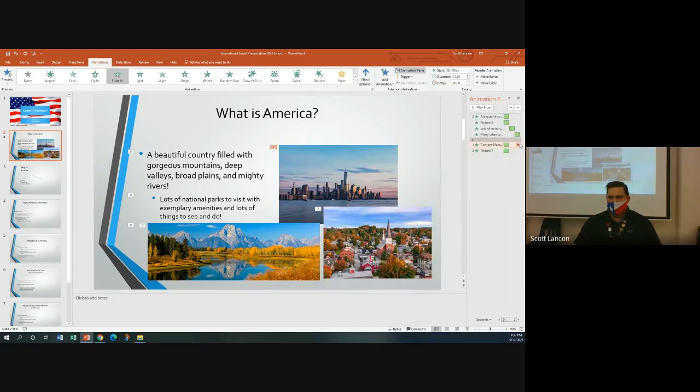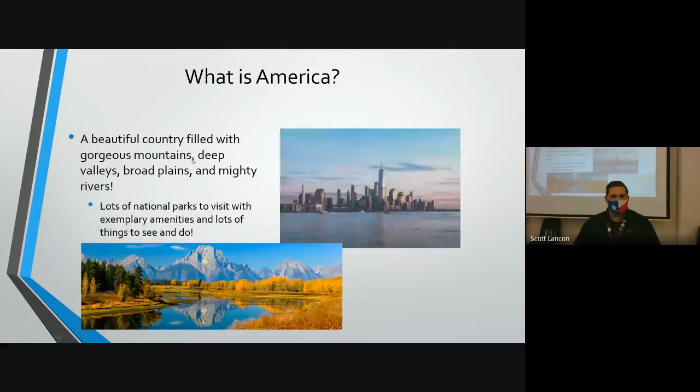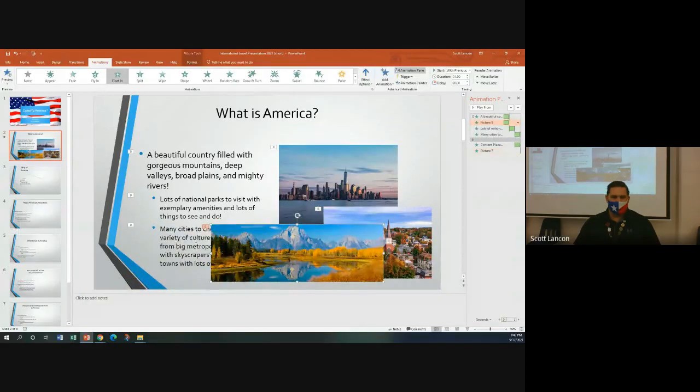Now we're also going to animate these to float in. Okay, and they can float with previous and after previous. Okay, so watch how this goes. Beautiful country filled with gorgeous mountains, deep valleys, broad plains, and mighty rivers. Now, this box right here is covering up the many cities part. So this many cities part needs to go on a click. Maybe this lots of national parks thing too. Matter of fact, I can move this picture underneath this national park here.